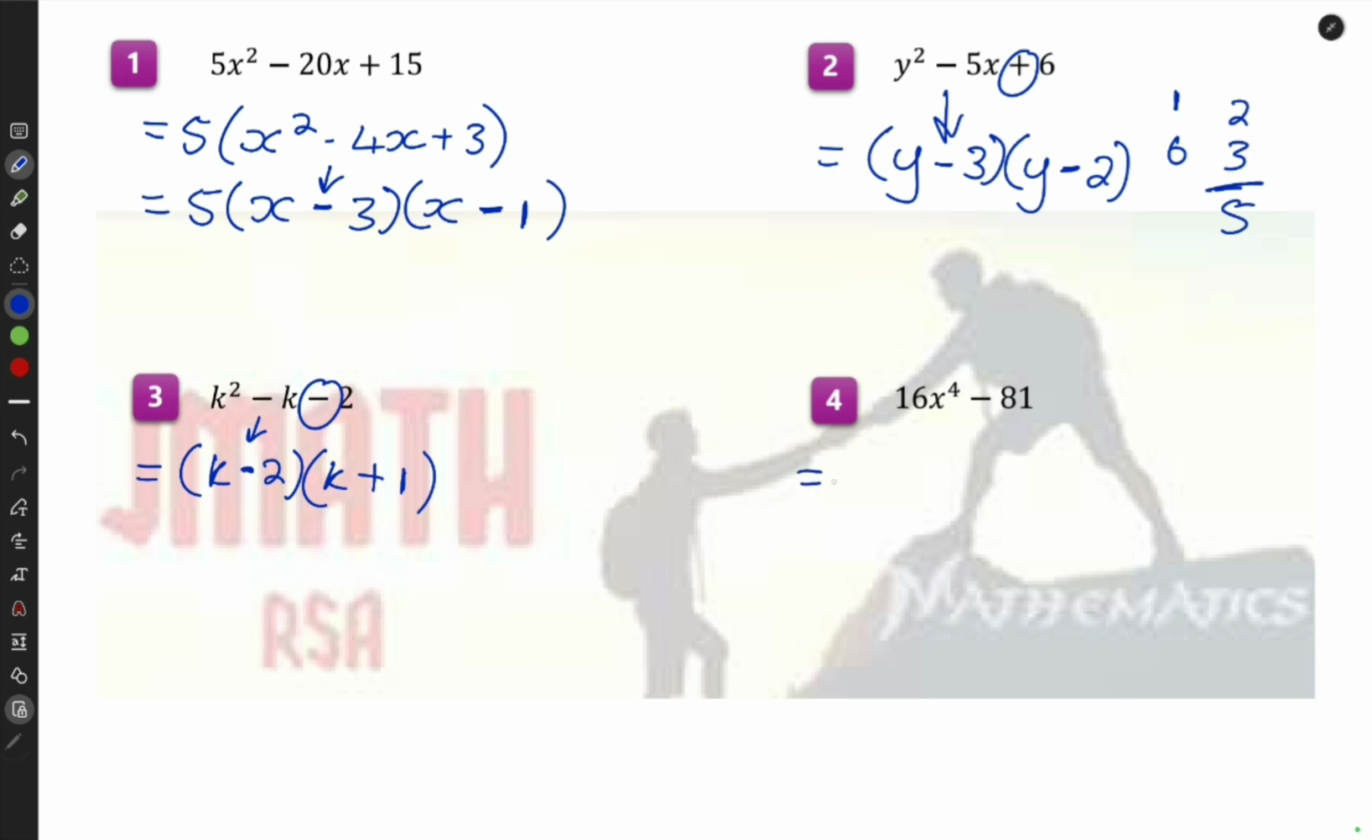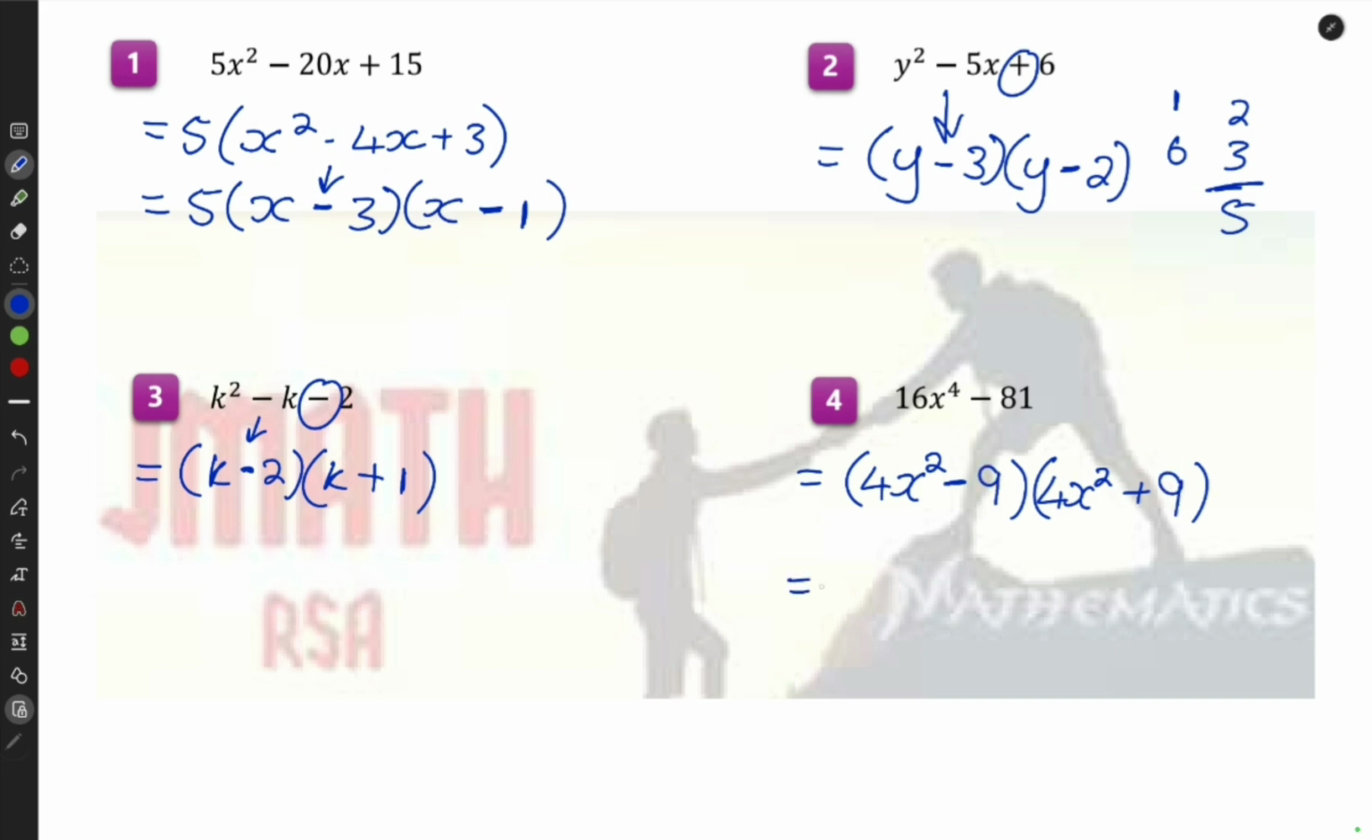Question 4, there are 2 terms, they have even exponents, and both of them are squares. I can't take out a common factor, so I can just immediately start with the 2 brackets, one with a minus, one with a plus. So this would be 4x squared, 4x squared, and then the other one would just be 9 and 9.